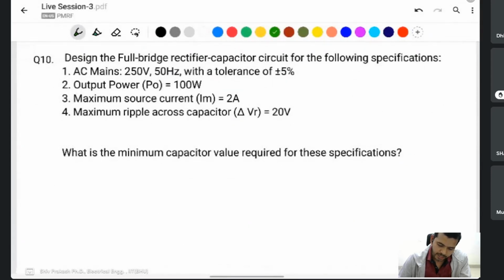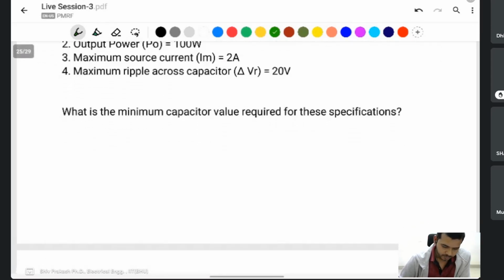Design a full wave rectifier capacitor circuit for the following specification. AC is 250 volt, 50 hertz with a tolerance of 5%. Output power is 100 watt. Maximum source current is 2 ampere, and maximum ripple across the capacitor is 20 volt. I think this is the assignment question. Yes, it seems to be, but the data will be changed.